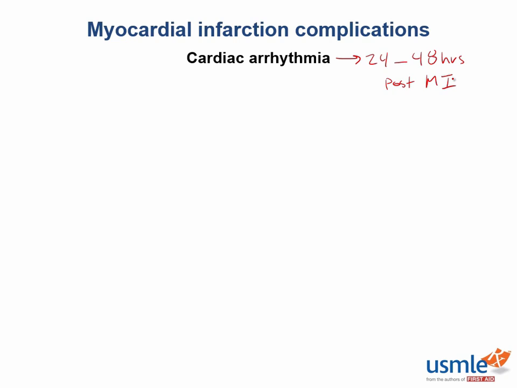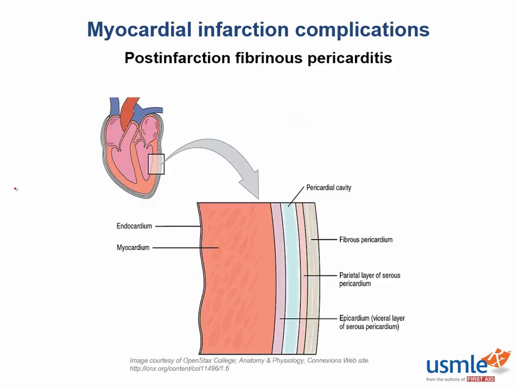your patient. There's also the risk that we've directly infarcted some part of the conduction system. All in all, this can result in depolarization abnormalities, which can result in anything from ectopic beats to fatal ventricular arrhythmias. Next up, we have post-infarction fibrinous pericarditis, and this occurs 1 to 3 days post-MI.